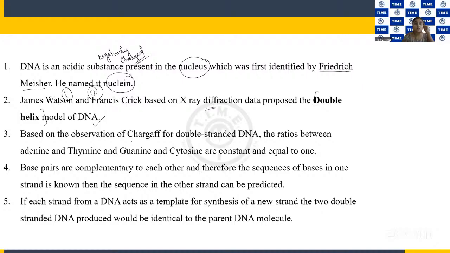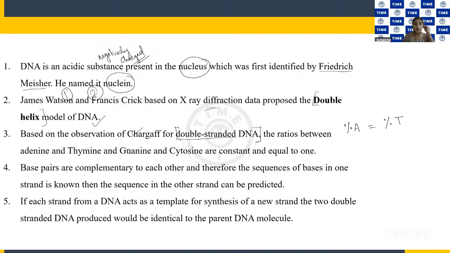Okay. Based on the observation of Chargaff for double-stranded DNA, the ratios between adenine and thymine, and guanine and cytosine, were also found. Chargaff observed double-stranded DNA and said that the percentage of adenine is equal to the percentage of thymine. You have to make sure of this point: this can only be seen in double-stranded DNA, not in single-stranded DNA.